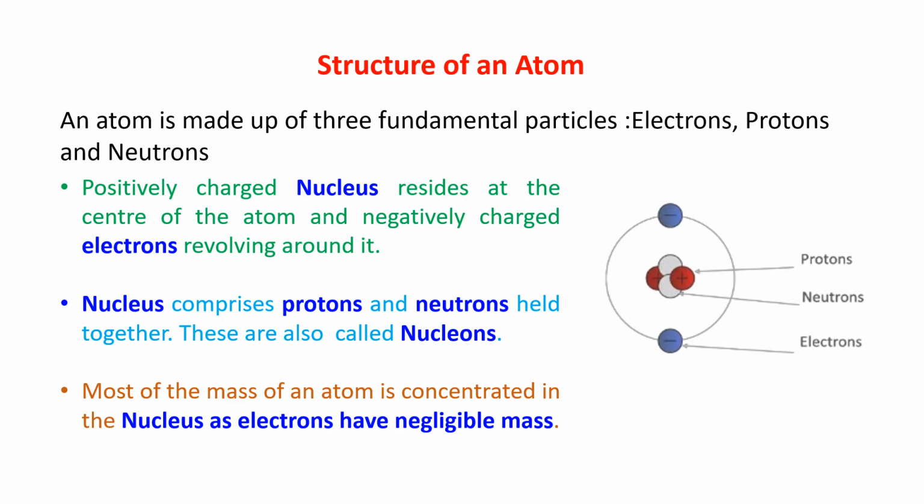Structure of an atom. As I told you, we have three fundamental particles or charged particles. When we break an atom, we get three fundamental particles. These fundamental particles are known as electrons, protons and neutrons. So an atom is made up of three fundamental particles. They are the charged particles, also known as the fundamental particles.